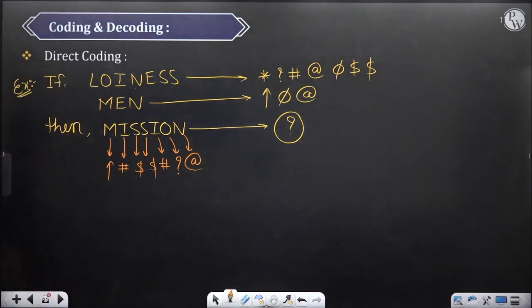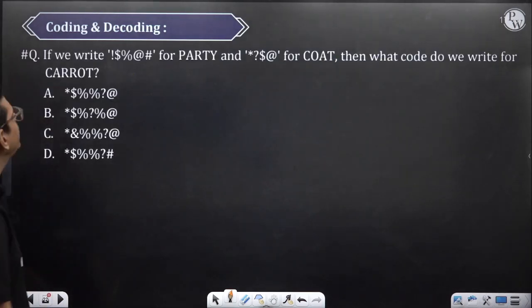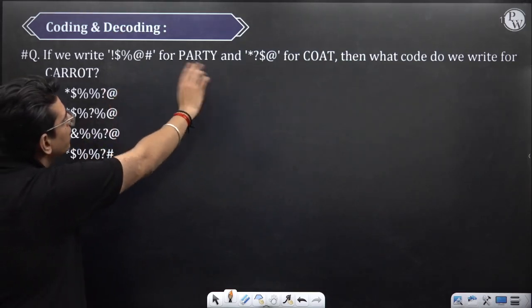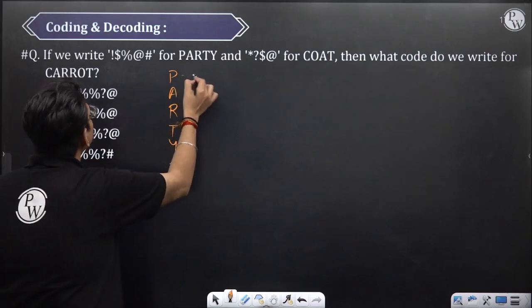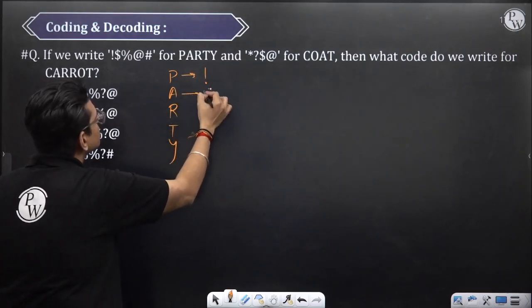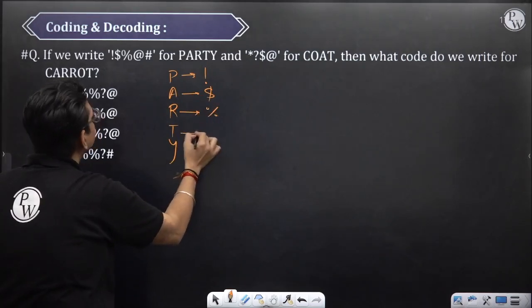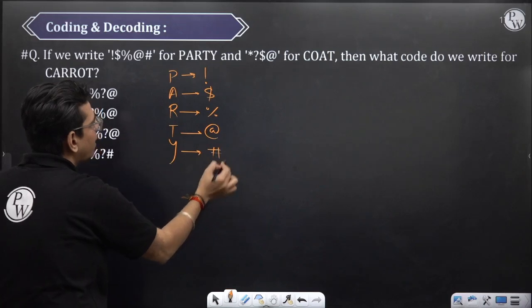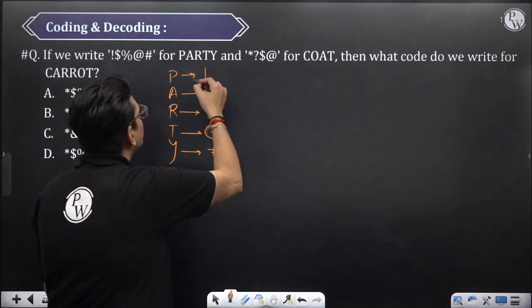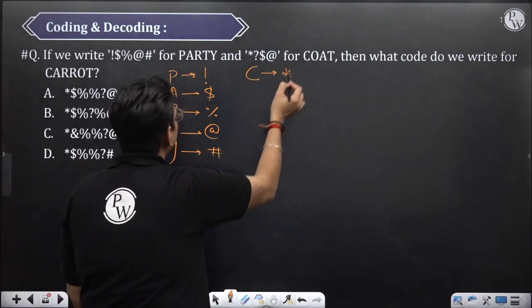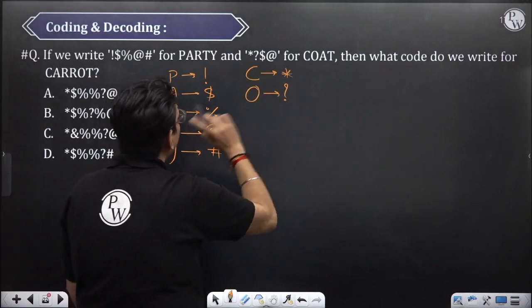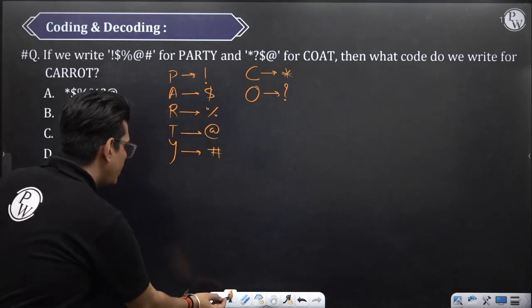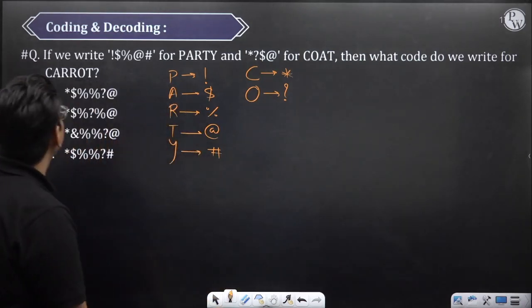Similarly, there are questions which we need to solve based on these. So if party is coded as this and quote is coded as this, so party, P-A-R-T-Y, this is nothing but your exclamation mark, this is dollar, this is your percentage, this is at the rate, and this is your hashtag. Now C is not given here, so C is nothing but star. O is also not there, O is nothing but your question mark, A is already dollar, and T is your at the rate. Now we need to find the code for carrot.